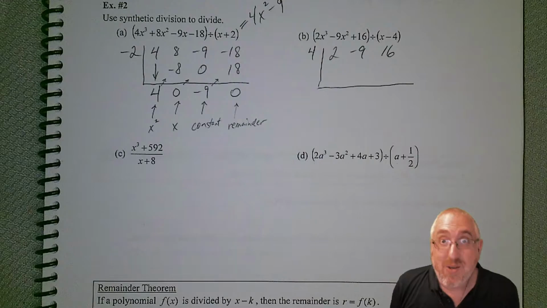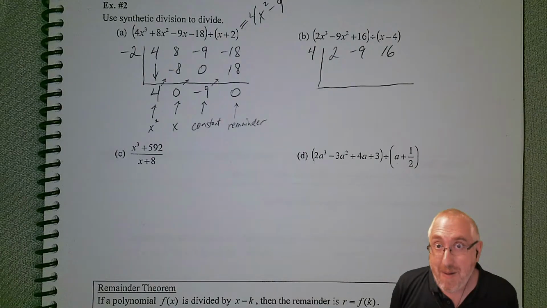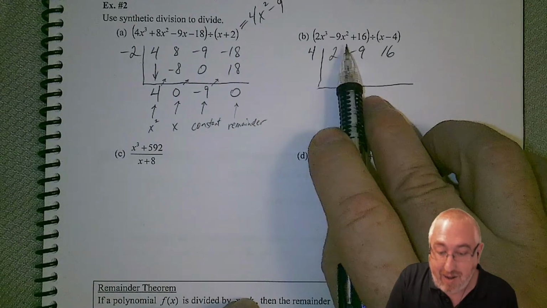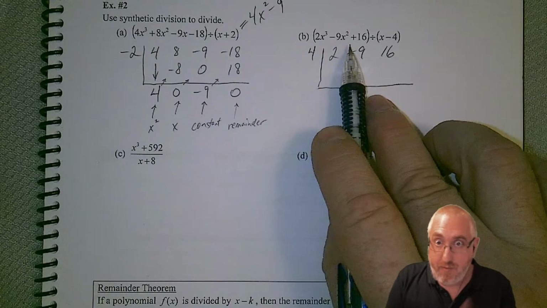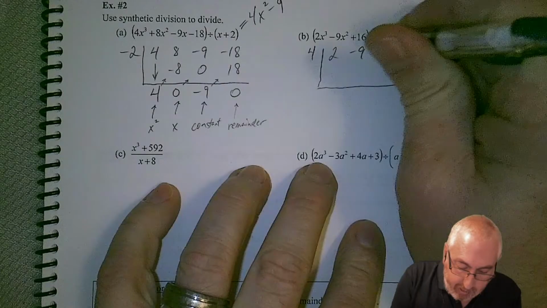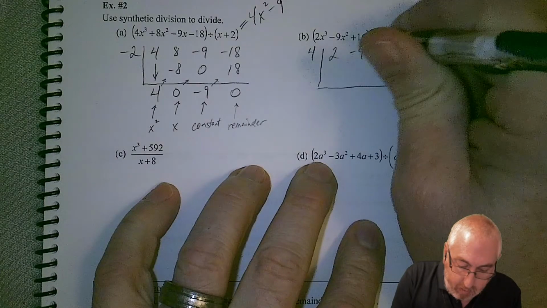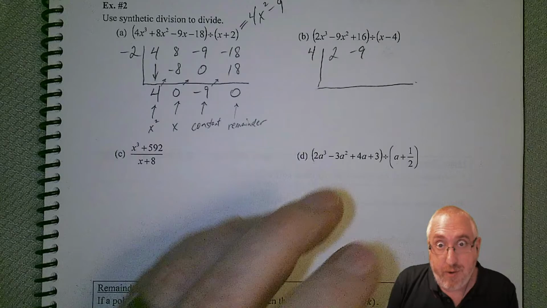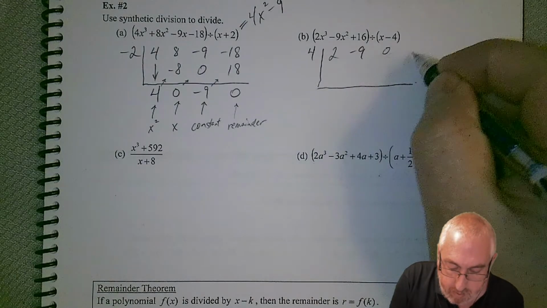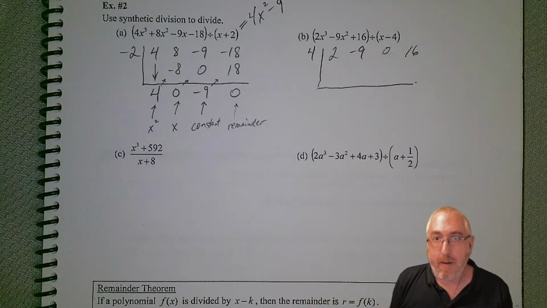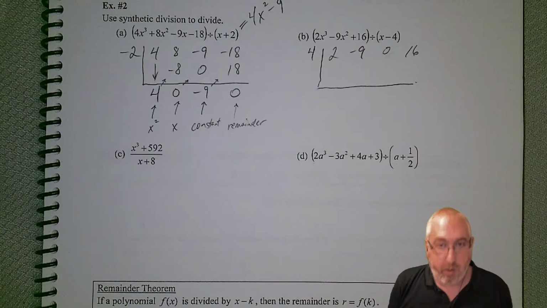Uh-oh, what's wrong? What did I do? What did I forget? Well, yeah, there's no x term in here. We have to account for that. So we don't want to jump right to 16. We got to keep track of all of those x's, even if they're not there, just like with long division. So let's put a 0 and then put our 16. And now we have all of those terms identified, so now we're good to go.